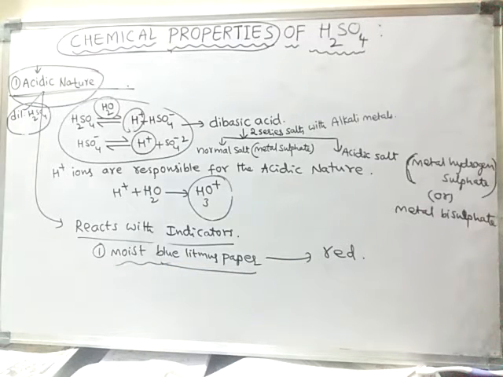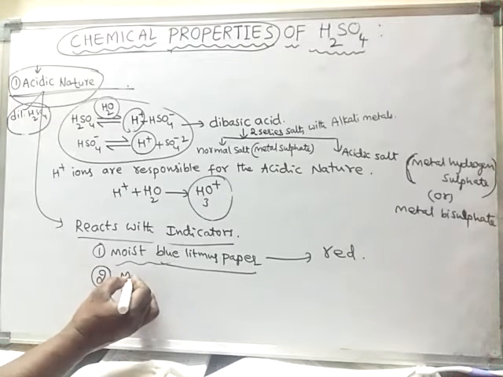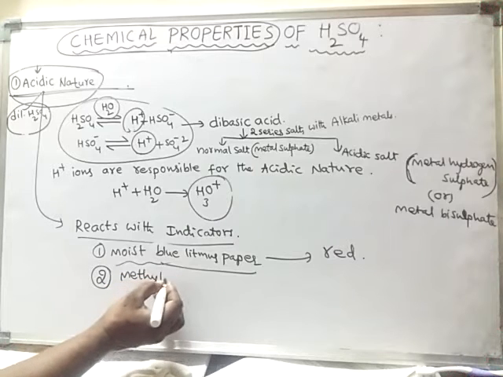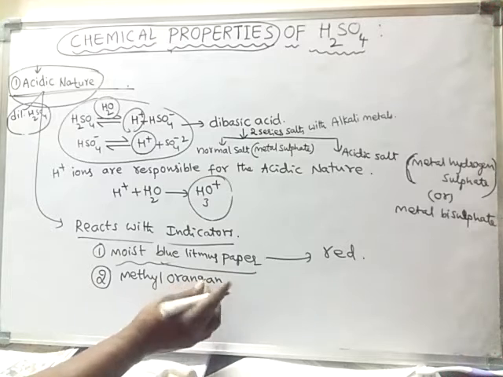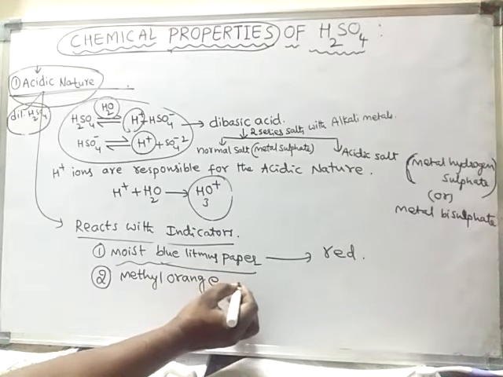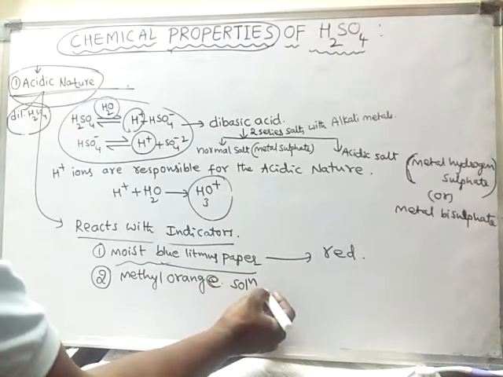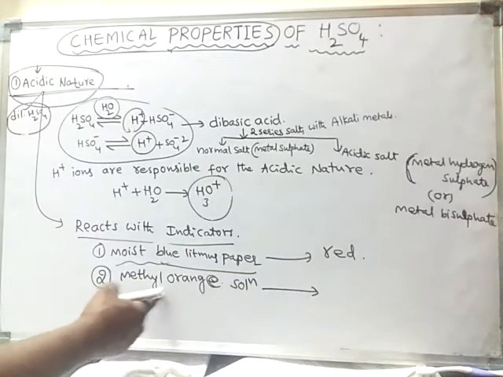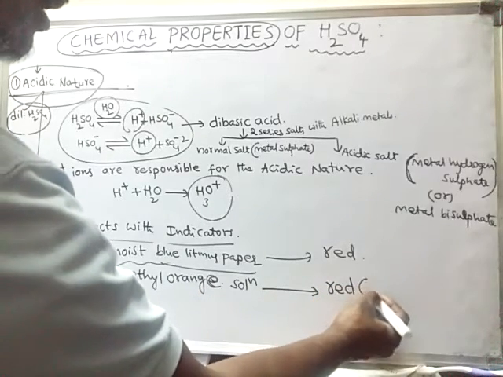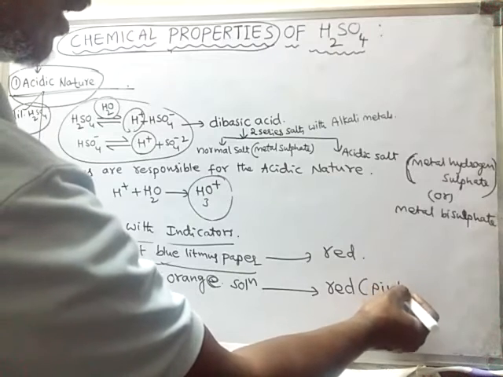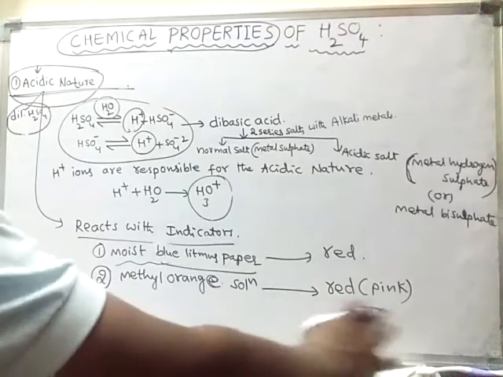Another test for acid is methyl orange solution. Methyl orange solution is originally orange in color. When it comes into contact with acids, it will immediately convert into either red or pink color, in the range of red to pink.